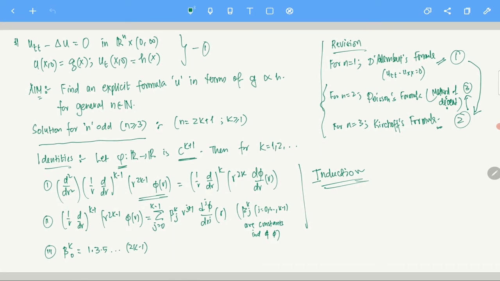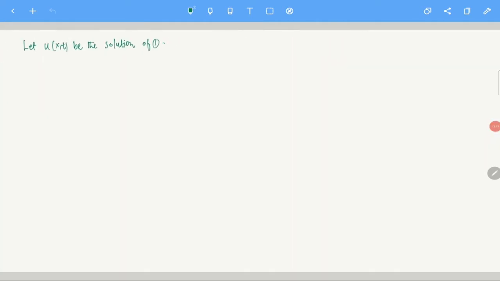Now I want to find out the exact explicit formula for that. So let u be the solution of 1, and u is in C^(k+1) of R^n cross (0, infinity). So I am assuming our small u is at least k plus 1 times continuously differentiable.